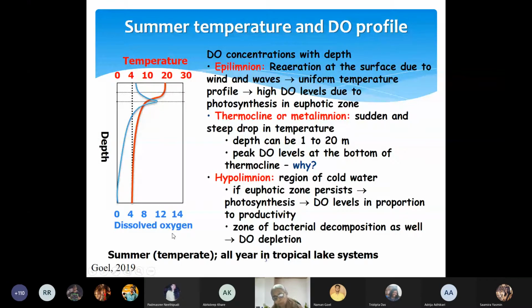Now you also know one more thing about dissolved oxygen as well as temperature. You know that as the temperature goes down, the amount of oxygen dissolved in water will go up if it is clean and pure water.